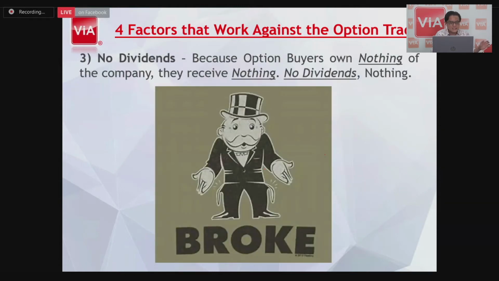Now, the next one is when you buy a piece of paper, you're buying just an option, a piece of paper, a promise. You're not owning the company yet. So in other words, you own nothing. And because you own nothing, there's no dividend, there's nothing. Nobody cares about you. So number 3, there's no dividend.